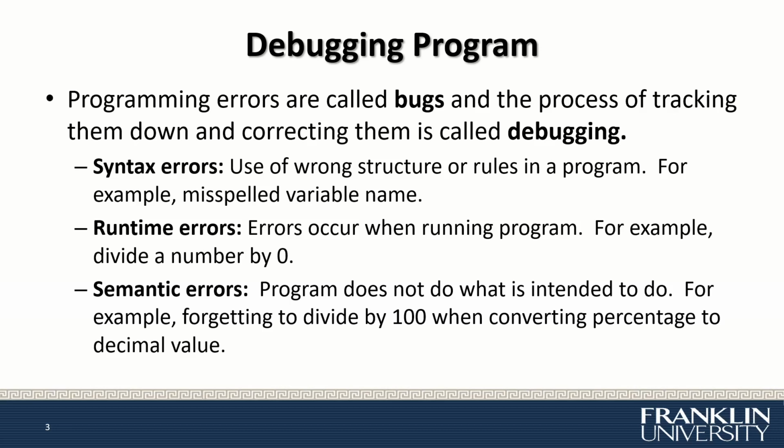There are three types of errors. Syntax errors, for example, use of wrong structure or rules in the program, such as a misspelled variable name. Runtime errors are the errors that occur when you run the program, for example, dividing a number by zero. Semantic errors, or logic errors: the program does not do what it was intended to do. The program runs but doesn't give you the right answer. For example, you forget to divide by 100 when converting a percentage to a decimal.